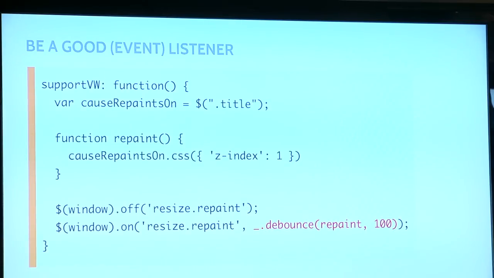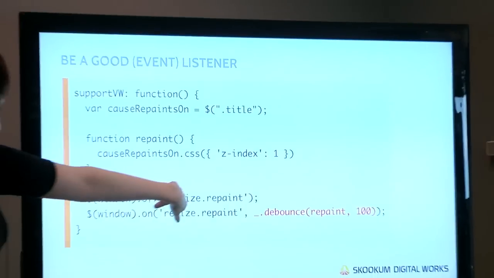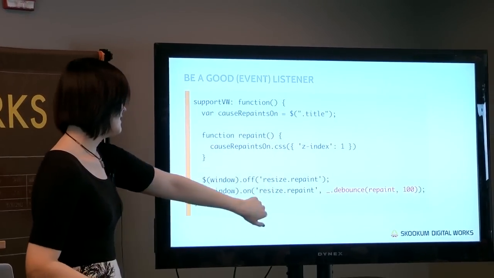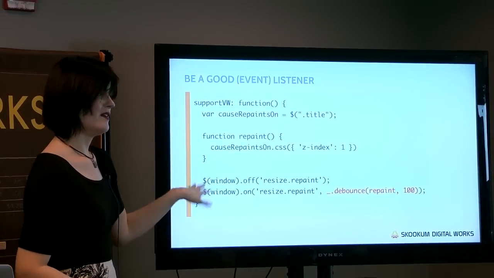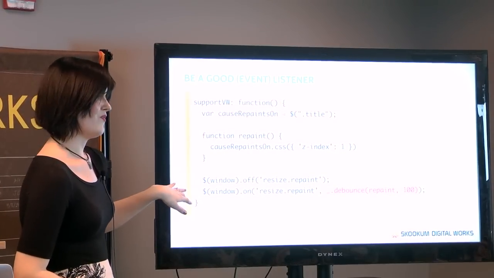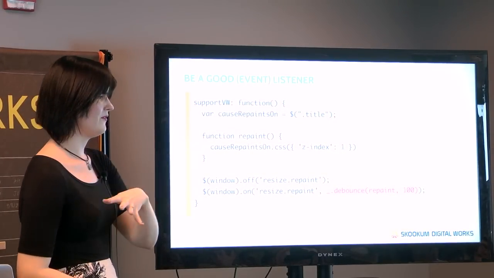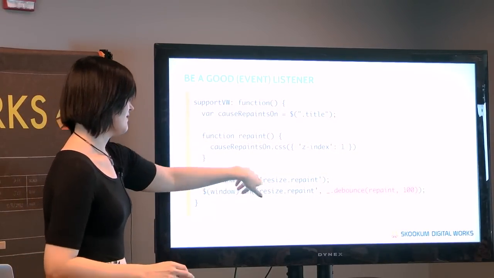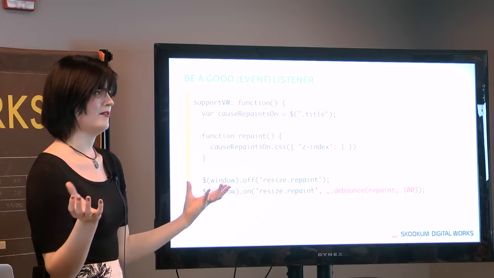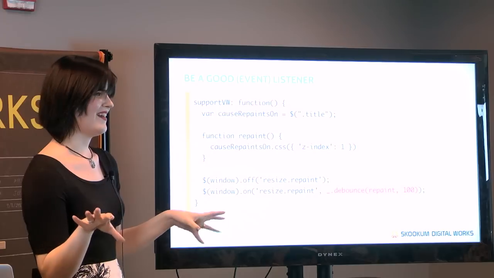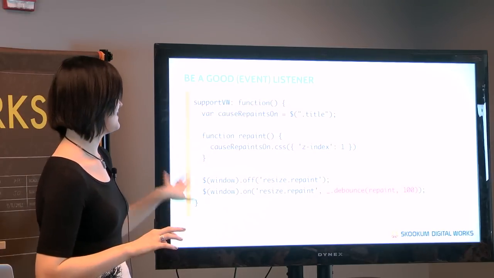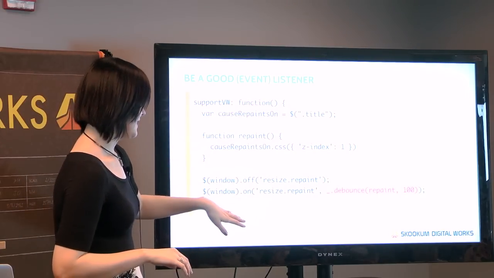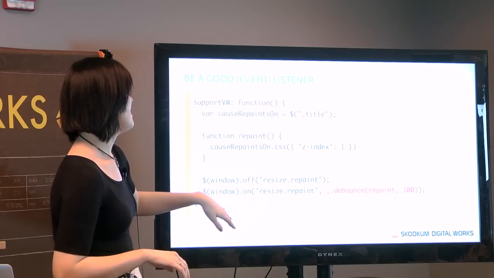Well, a few reasons. Because this is a single page app, and across our modules, we don't really know if there are other resize events out there. I'm namespacing this to resize.repaint. So when I want to remove this listener, I know specifically what listener I'm removing. Because if I just say window.off resize, that's going to remove all of my other resize events that could be hanging out there. And we definitely don't want that. So be very specific by namespacing your events.